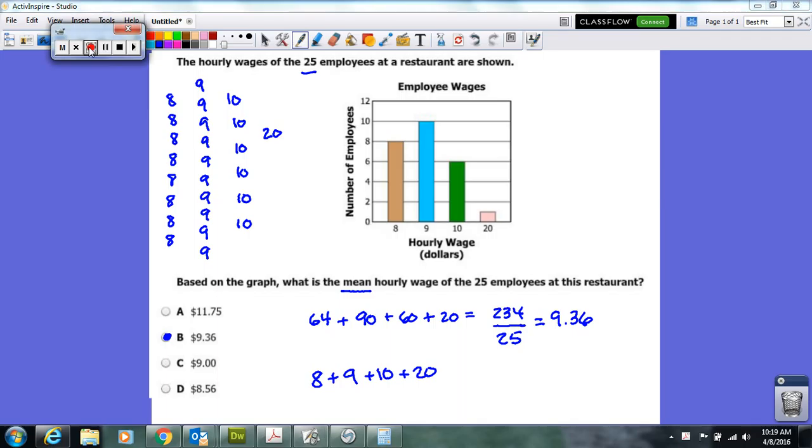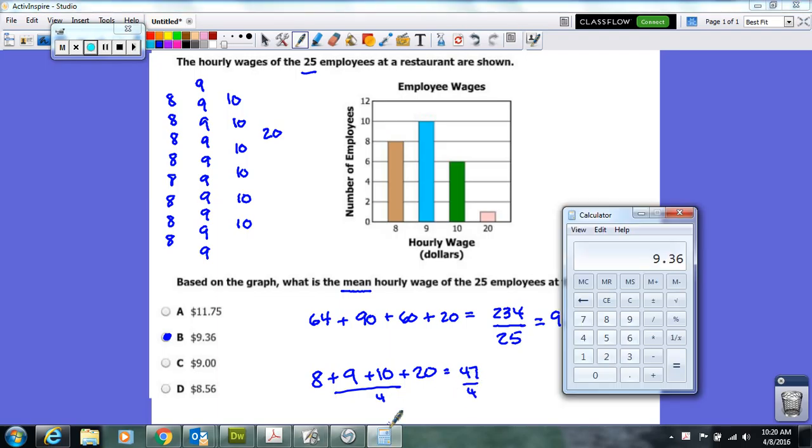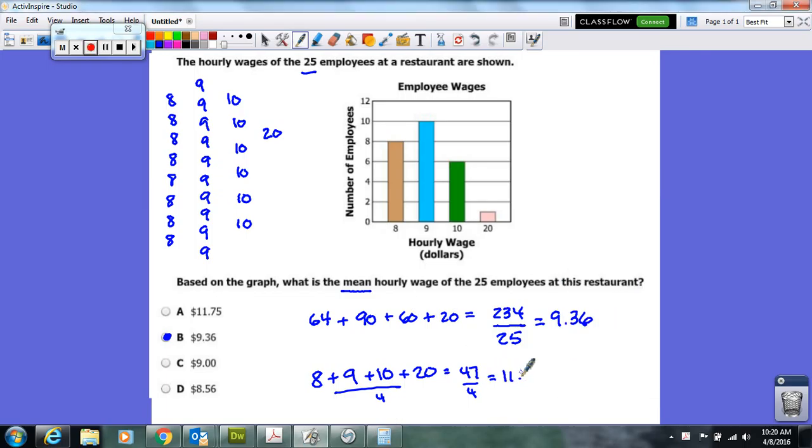And once they add those together, that would give them a total of, I guess, 47. And then they would divide that, because there are 4 of those, by 4. In my calculator, if I divide 47 by 4, that gives me $11.75. And guess what? That is the first answer that they provide as a possible answer in this question. But it's not the correct answer.